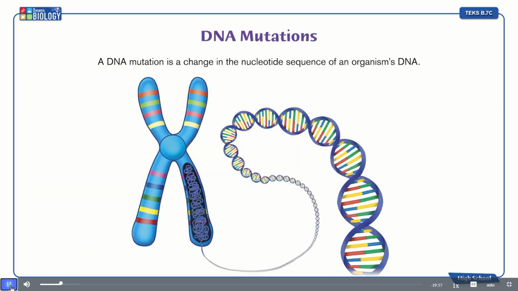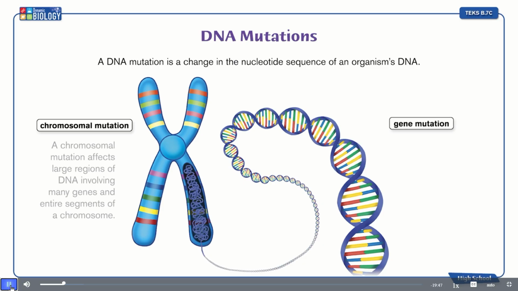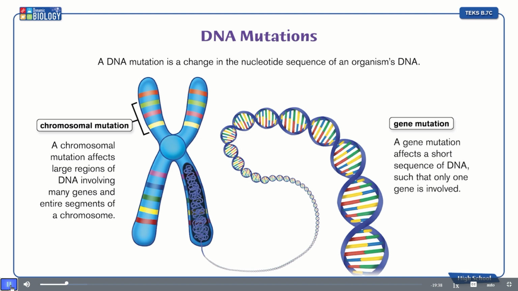DNA mutations can be categorized into two groups: chromosomal mutations and gene mutations. A chromosomal mutation affects large regions of DNA involving many genes and entire segments of a chromosome. A gene mutation affects a short sequence of DNA such that only one gene is involved. Let's take a closer look at both categories of mutations, starting with gene mutations.